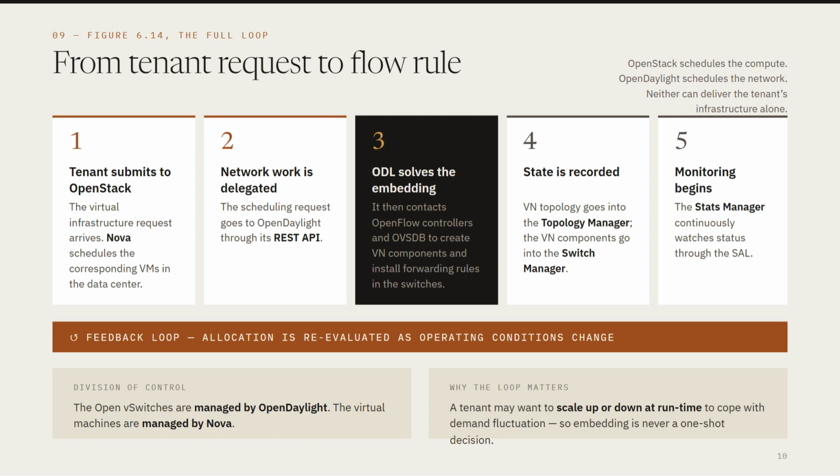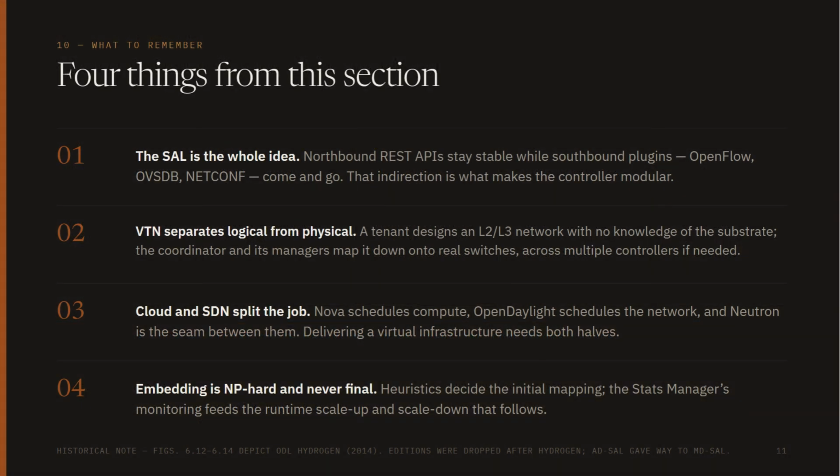Why does this loop matter? Because a tenant may need to scale their infrastructure up or down at runtime to respond to fluctuating demand. Embedding is therefore never a purely static, one-shot decision. Let us close with 4 essential points to remember from this section.